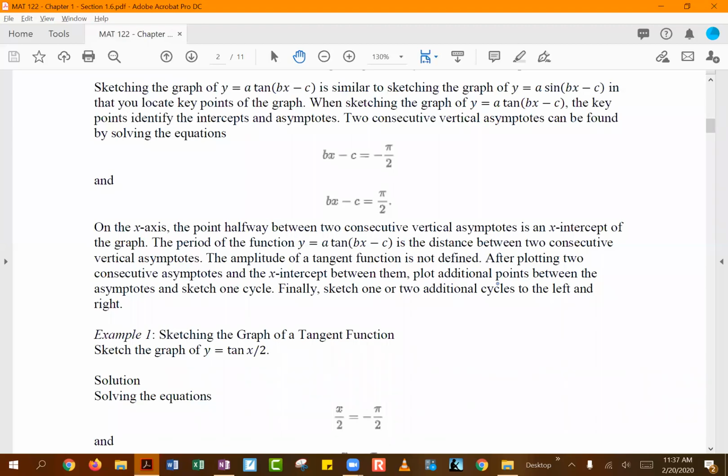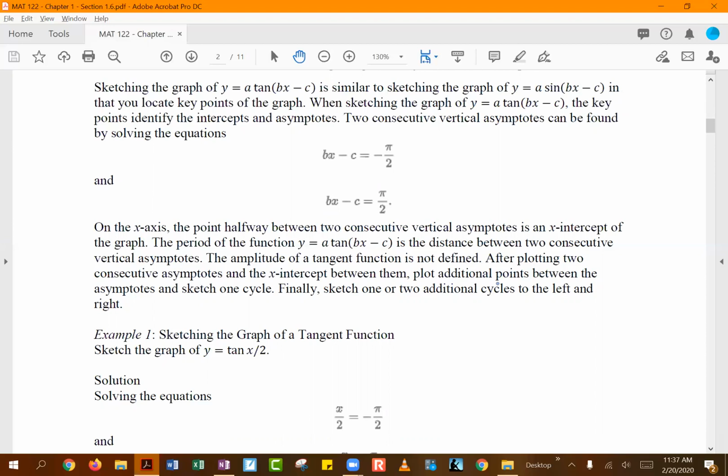Now, this is the interesting part, which I would ask you guys to definitely highlight: on the x-axis, the point halfway between your two consecutive vertical asymptotes is going to be an x-intercept. So you will, of course, start by identifying where your two asymptotes are going to be, and then basically halfway between that, we're going to have our x-intercept.